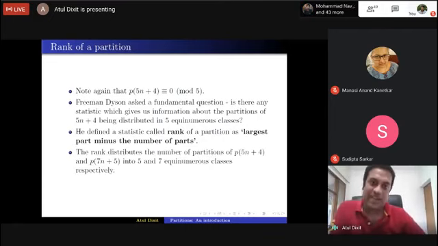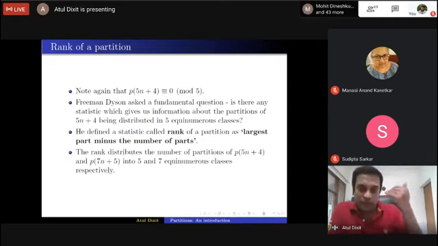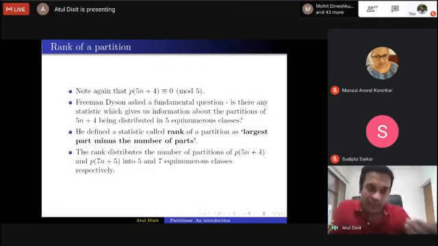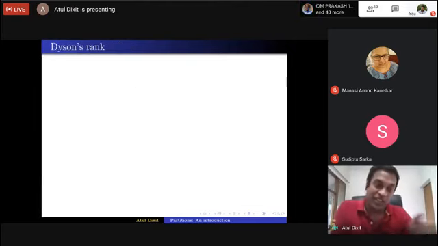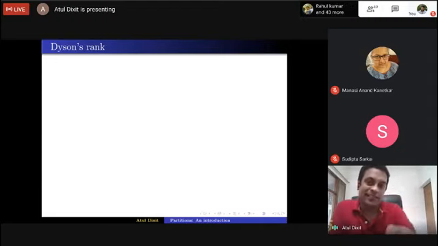And with the help of this rank, he was able to show that you can divide the partitions of 5n plus 4 into 5 equinumerous classes, and those of 7n plus 5 into 7 equinumerous classes, by means of examples. Okay, for a few numbers of the form 5n plus 4 and a few numbers of the form 7n plus 5. He did conjecture later on in general, and that was proved a few years back. But let us not discuss that first.